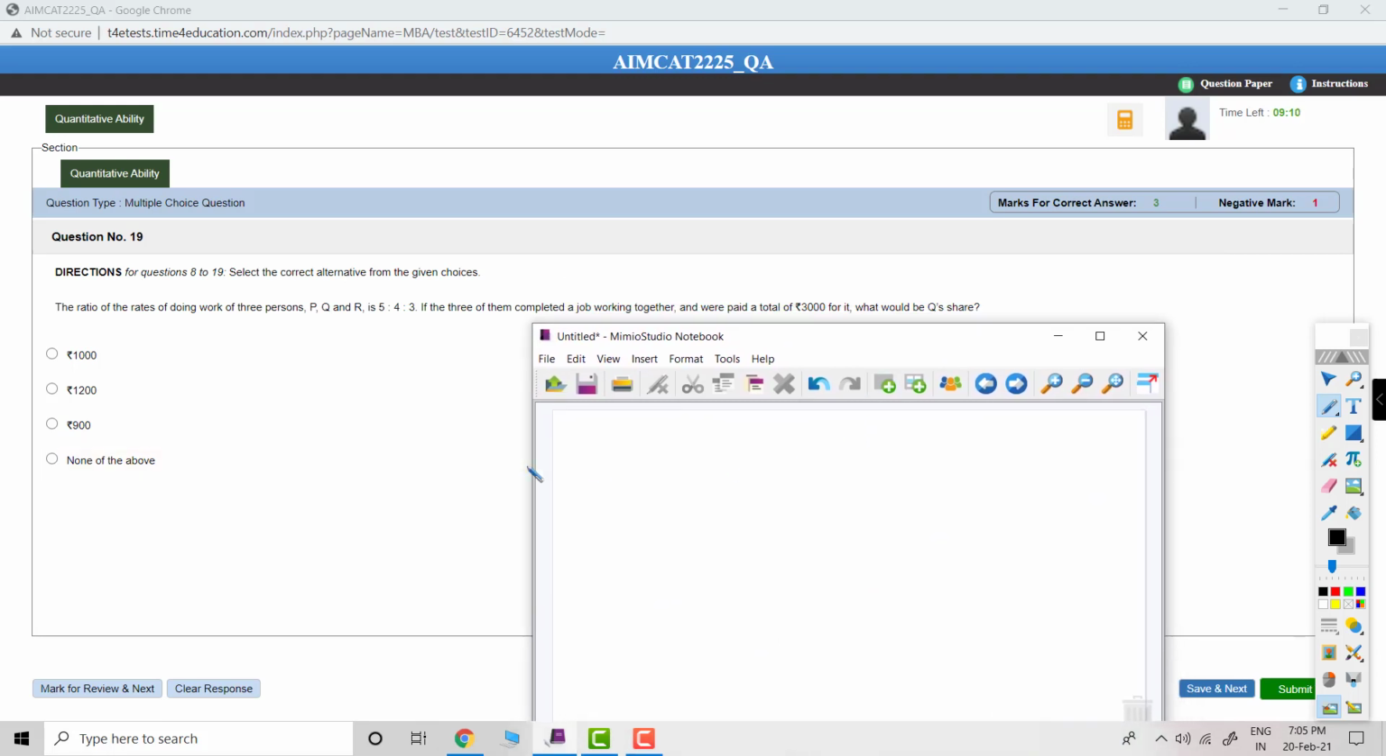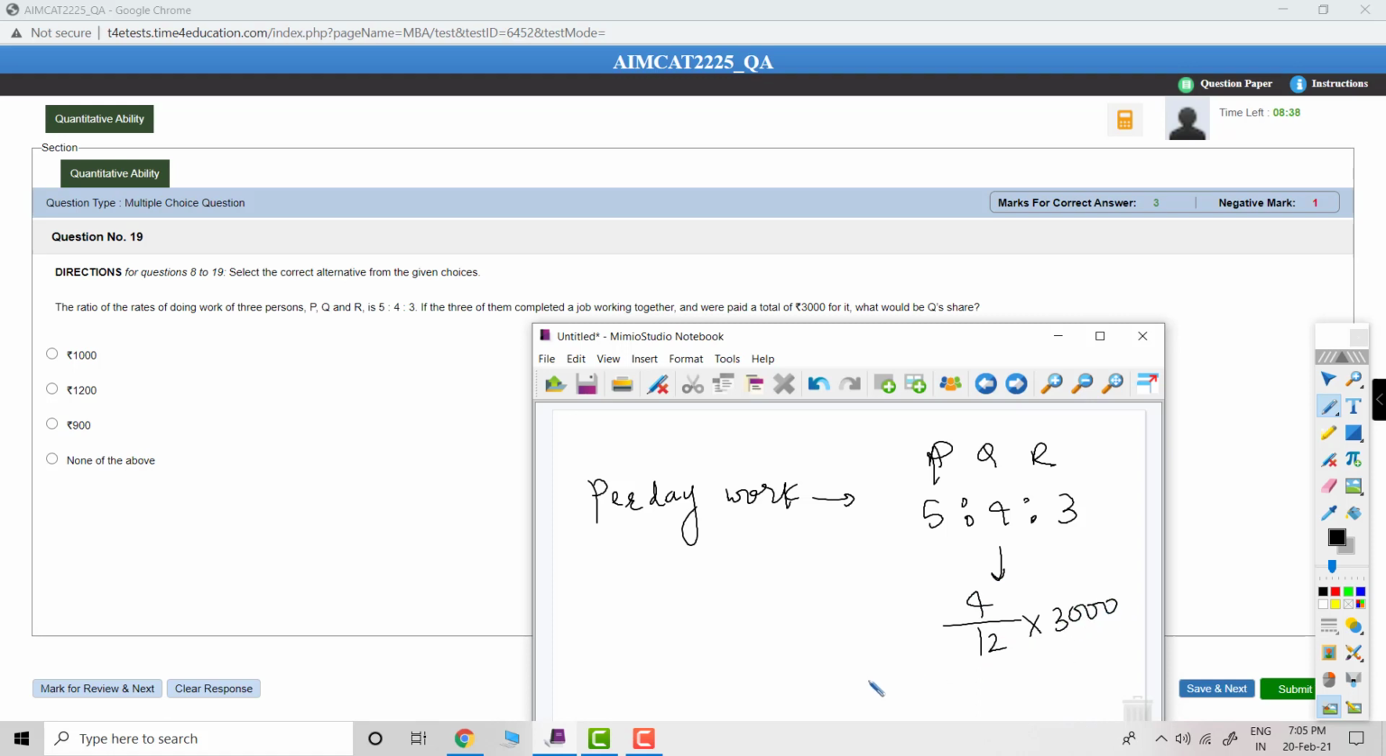The ratio of the rates, look at the ratio of the rate of work means speed of work means per day work. Okay, we know the per day work ratio of 3 people PQR, that is what? Tell me. 5 is to 4 is to 3. So we need to find the share of Q. We all know that money is always divided in a ratio of efficiency, ratio of per day work, or ratio of rate of work. Okay, so the contribution or the share of Q will be how much? Tell me. 4 parts out of 12 parts into total amount to be divided is 3000. So my answer is going to be 1 by 3 into 3000, that is equal to how much? 1000 is the answer. Correct.